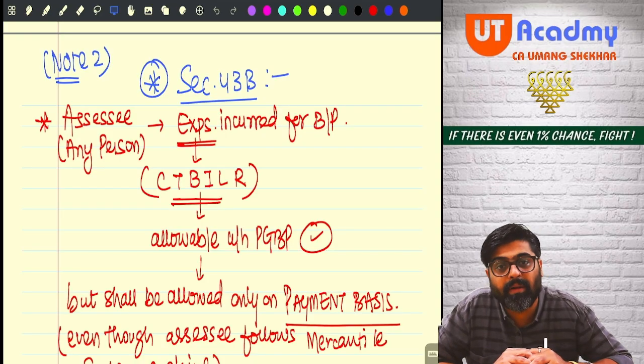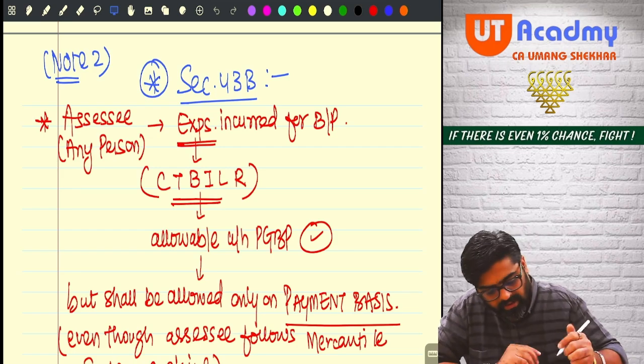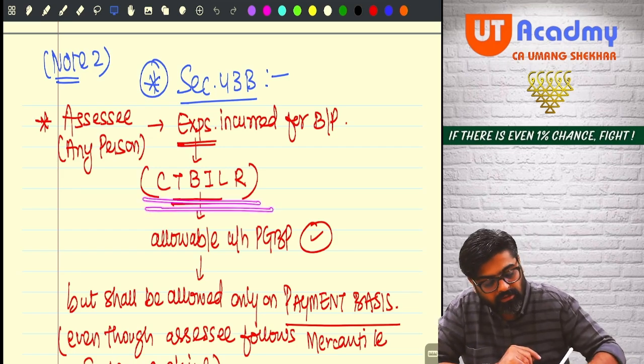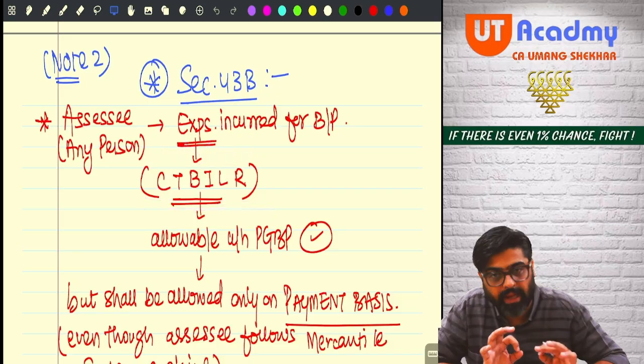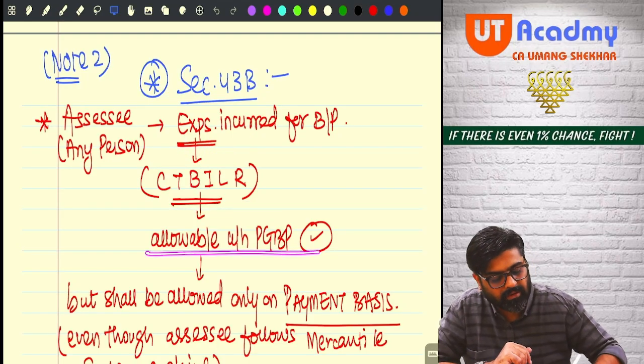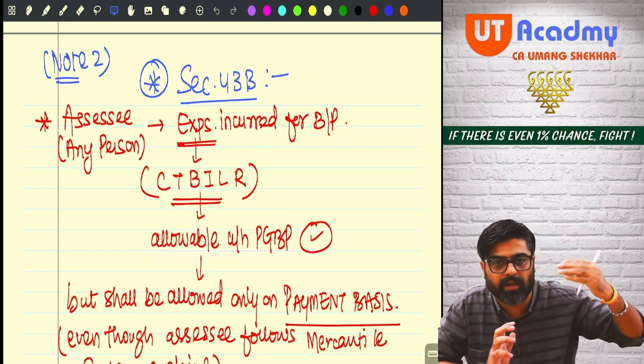So whatever payment you are going to make to the railways for use of its assets, even those payments are also your business expenses. Even they will be allowed as a deduction under the PGBP head. See, these are the expenses. C, T, B, I, L, R. These expenses are allowable as a deduction under PGBP head under different sections.